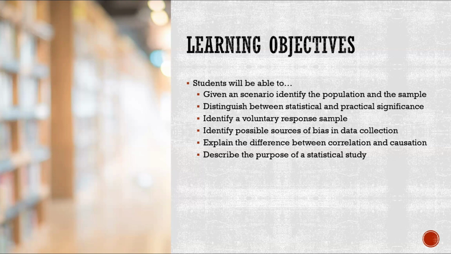So we're going to talk about the differences between population and sample. So you should be able to identify which is which in a story, right? We're going to talk about significance, both statistical and practical. We're going to talk about voluntary response, right? We're going to look at bias in data collection. We're going to talk about the difference between correlation and causation, and we're going to describe the purpose of a statistical study. That's a lot, but there's not a lot of calculations, so we can get through this stuff fairly quickly.